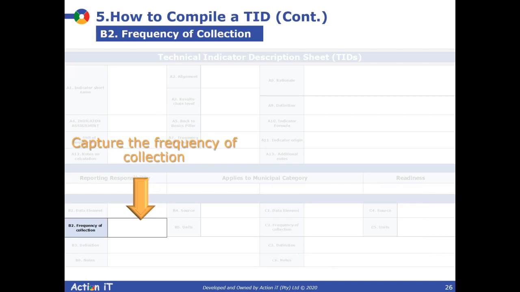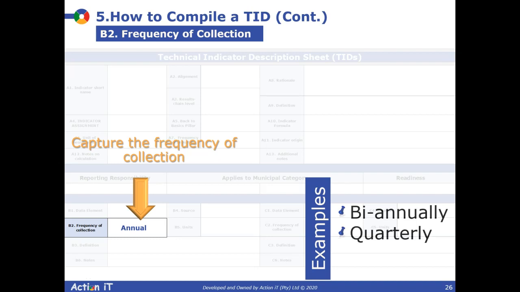In B2, frequency of collection, capture the frequency in which the data element must be collected. In this example, annual will be captured as the data will be collected annually. Other examples could be biannually or quarterly.